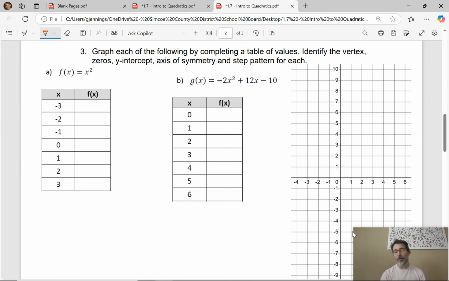All right, now we want to have the skill of being able to fill in a table of values and then graph the relation. You graph the function. Okay, let's start with this one. f of x is x squared.